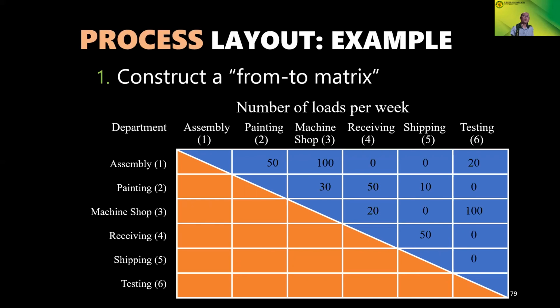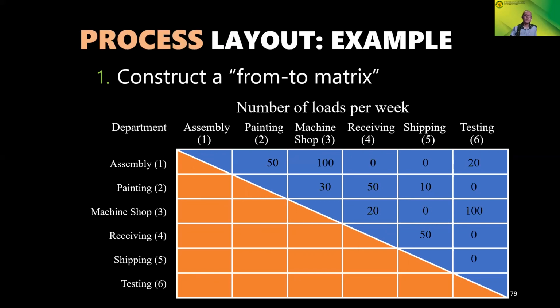So from painting to machine shop 30 units, painting to receiving 50 units, painting to shipping 10 units, and then machine shop to receiving 20 units, and machine shop to testing, that's 100 units, and receiving to shipping is 50 units. Okay, the high flow of load between 1 and 3 and between 3 and 6 are immediately apparent here. Departments 1, 3, and 6 therefore should be put closer to each other.